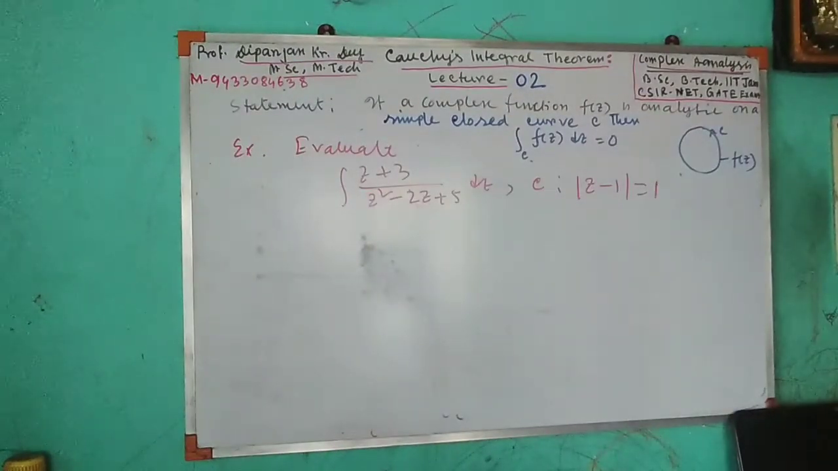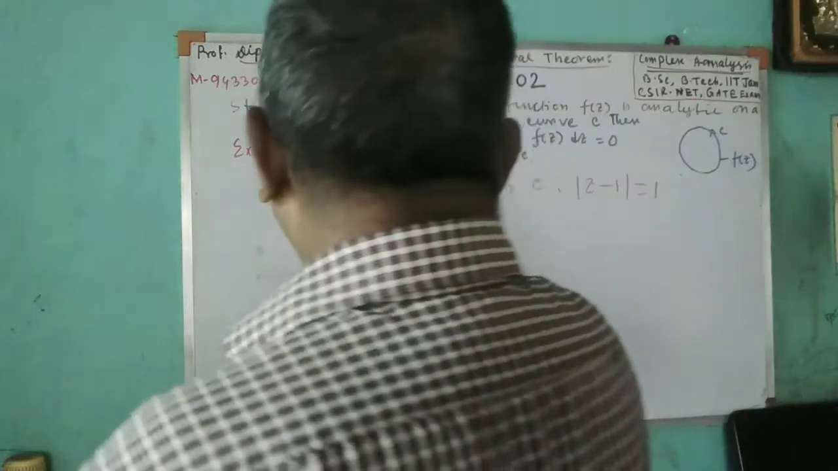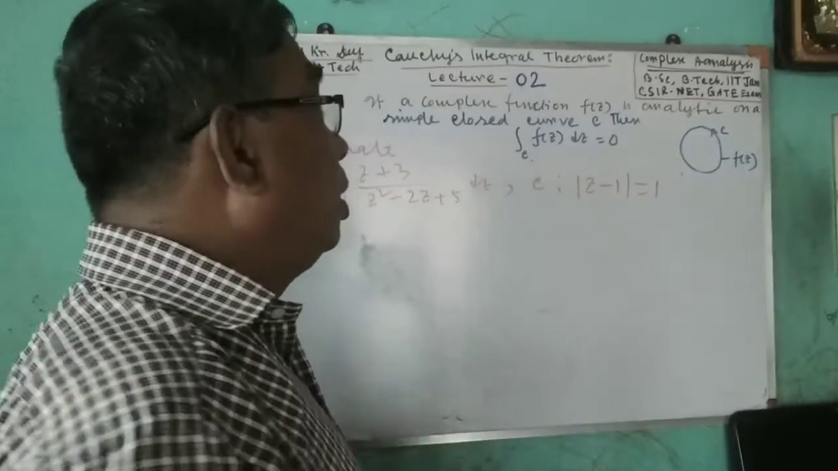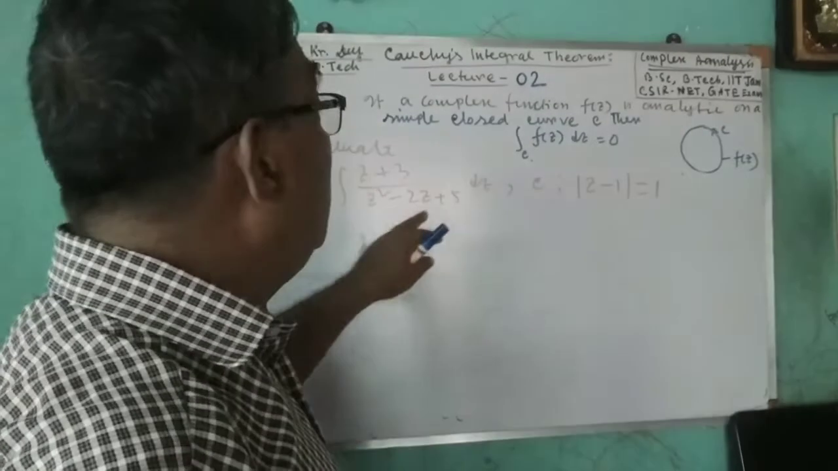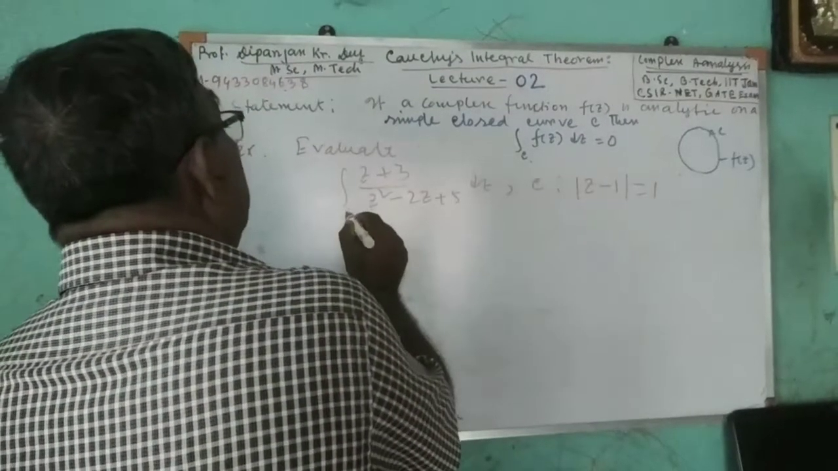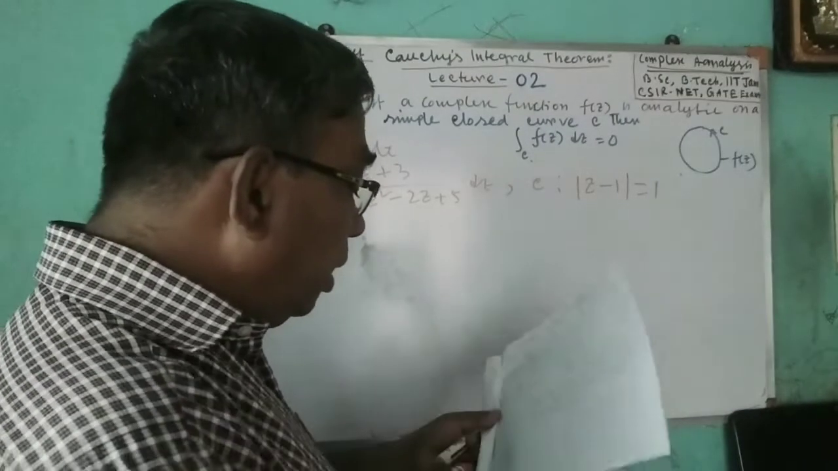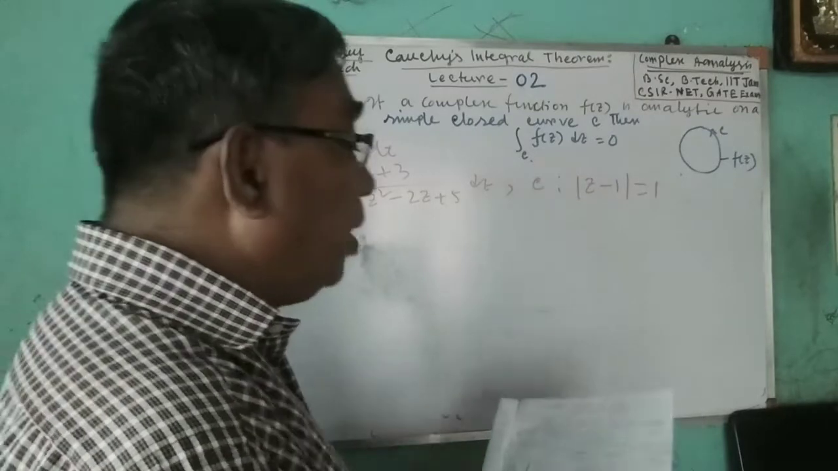Okay, |z − 1| = 1. Now you see, what is f(z) here? z + 3 by this. This is not a homogeneous function. Sorry, this is not an analytic function. If it is an analytic function, then directly we can say under the closed curve, directly we can say the integration of this value is equal to 0.